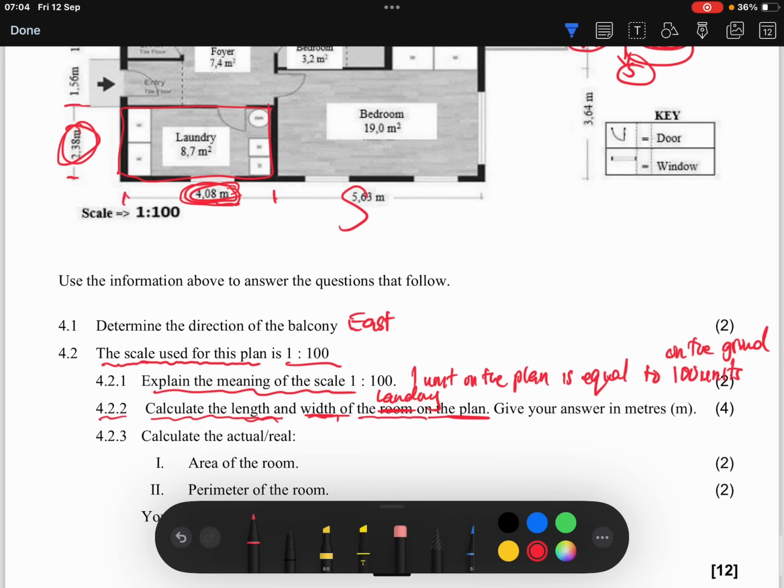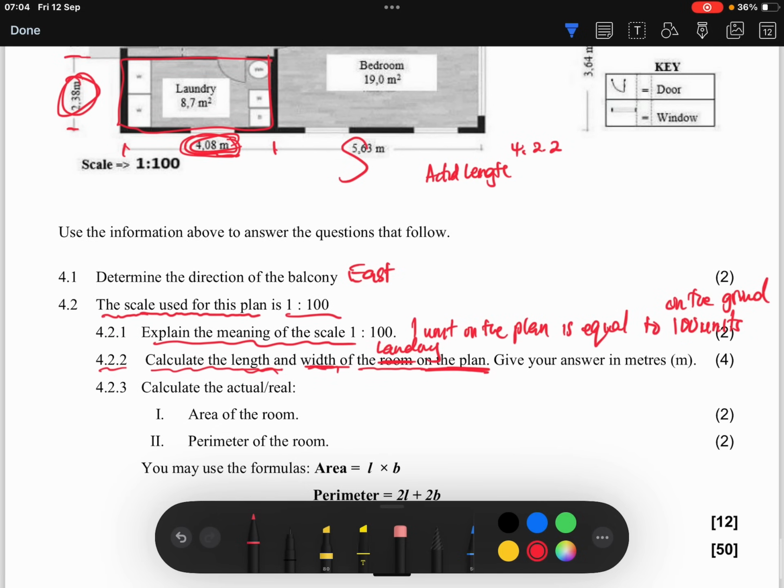Let me just write it here. This question is 4.2.2. So we are calculating the actual length, which is the real length. No, not the actual length, guys. Here we are calculating the length of the plan, the one that is on paper. We have the real values, so we have to convert the real ones to the plans. So let's start with the length, right?